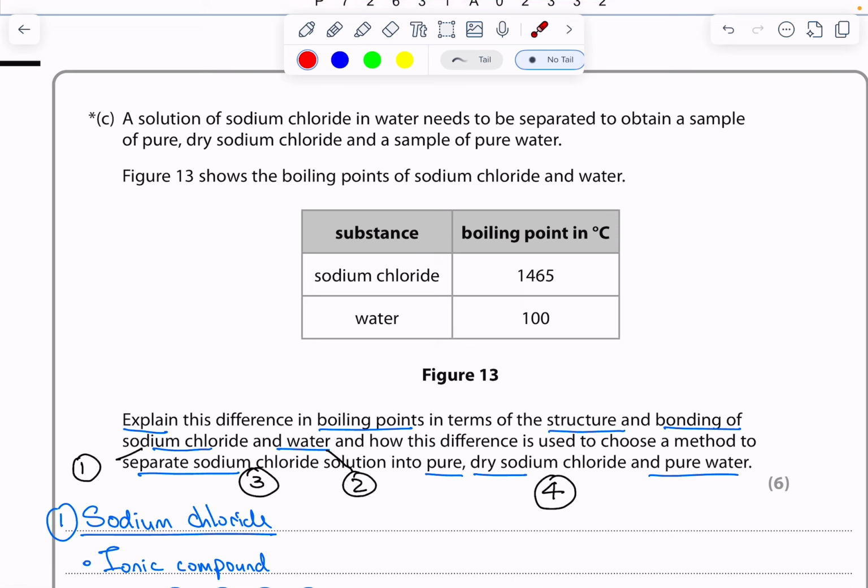And the question says, explain the difference in boiling points of the structure in terms of bonding in sodium chloride and water. So I said, we're going to do sodium chloride first. We're going to talk about what the bonding looks like in sodium chloride, then what the bonding looks like in water. Then I'm going to talk about a separation technique, and then I'm just going to explain how we get a pure dry sample as it's identified here. So it's kind of 4 stages to this response.